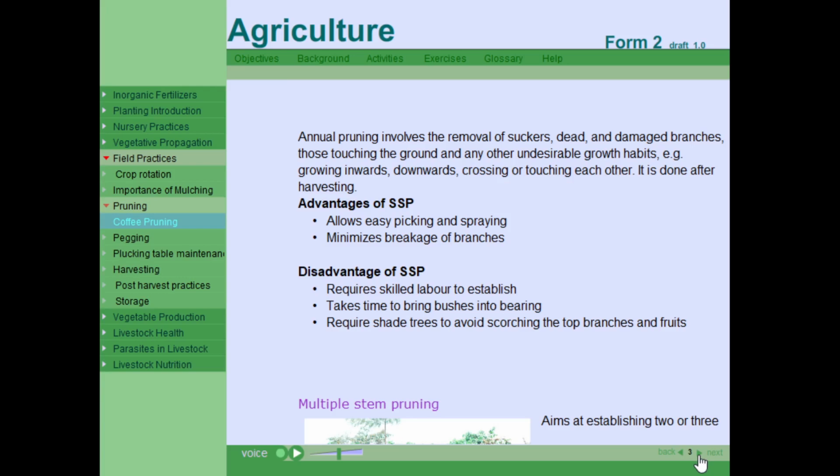Advantages of single stem pruning. Allows easy picking and spraying, and it minimizes breakage of branches. Disadvantages of single stem pruning. Requires skilled labor to establish, takes time to bring bushes into bearing, and requires shade trees to avoid scorching the top branches and fruits.